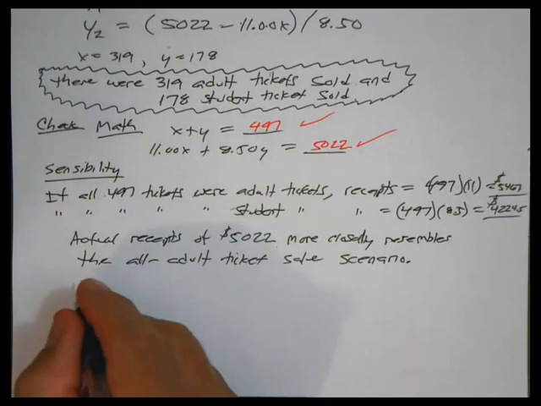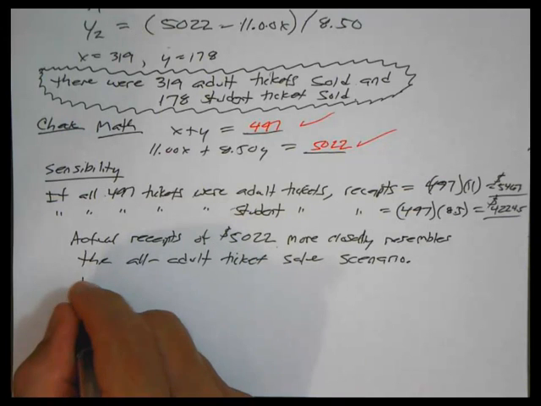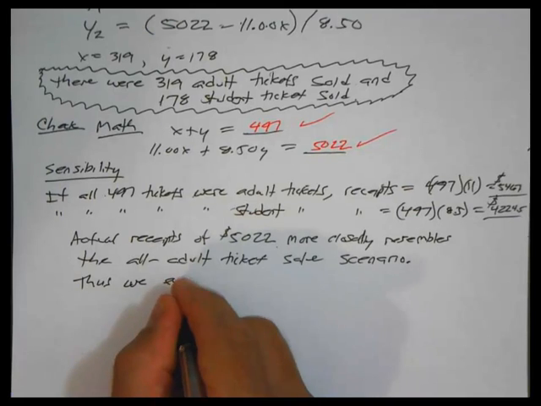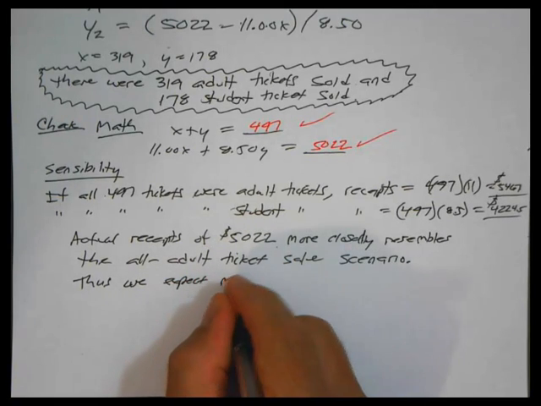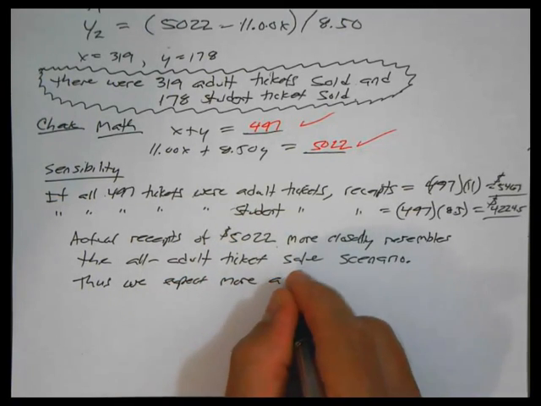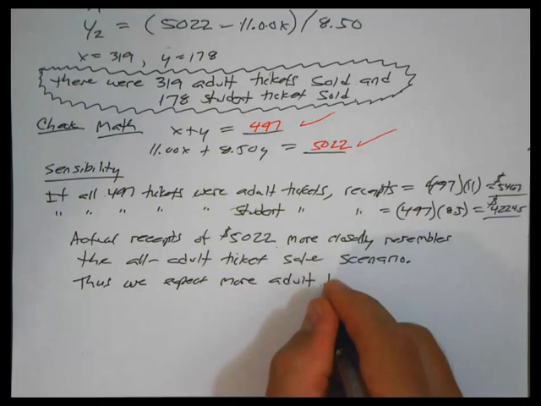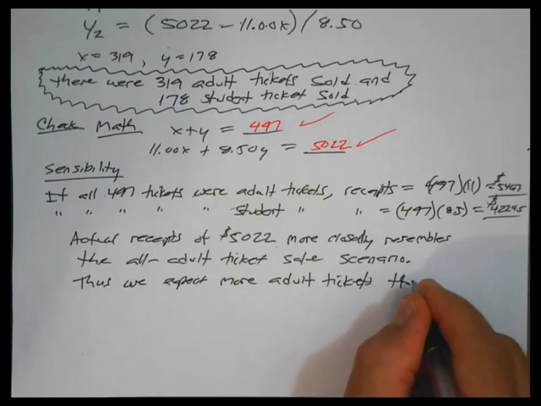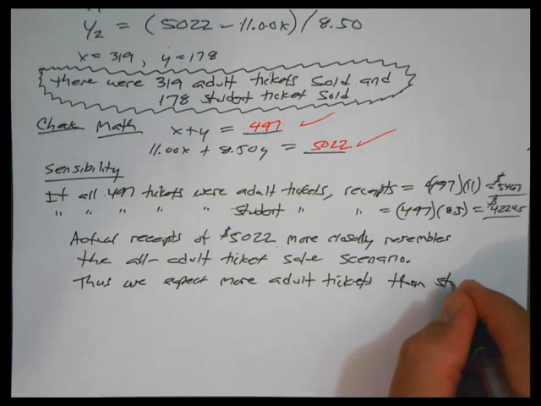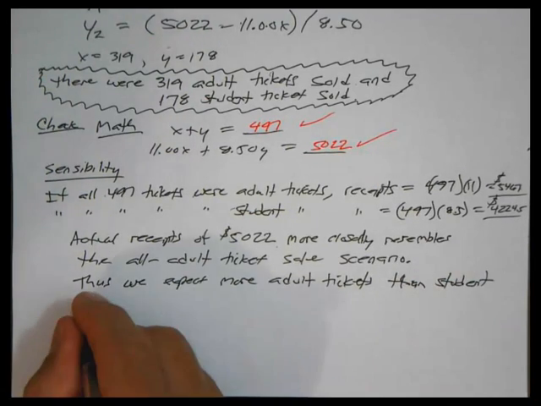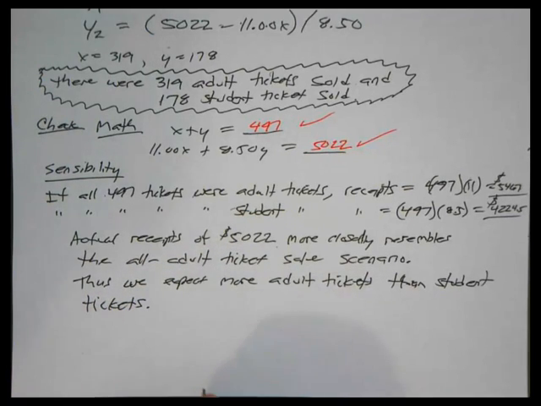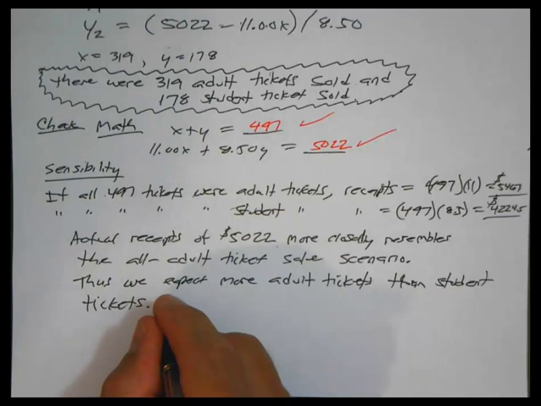We have that, thus we expect more adult tickets than student tickets. And with our answer, this is indeed the case.